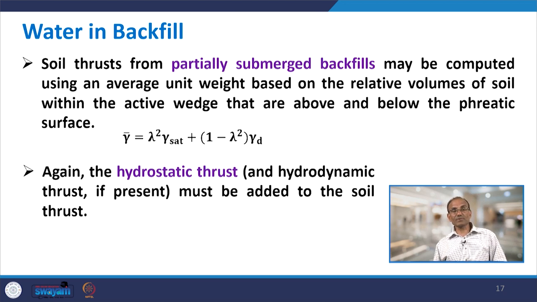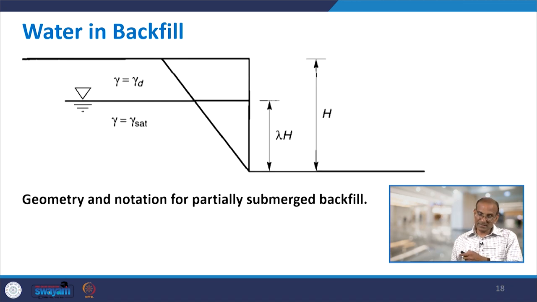Similarly, the soil thrust from partially submerged backfills may be computed using an average unit weight based on the relative volume of the soil. So, in that case, you calculate the average unit weight gamma bar. This gamma bar is calculated using this relation, lambda times gamma sat plus 1 minus lambda times gamma d. Where, what is lambda here? Lambda can be, in this case, water in backfill.